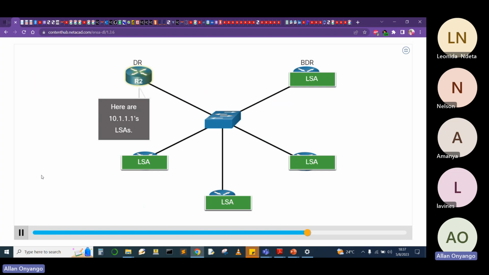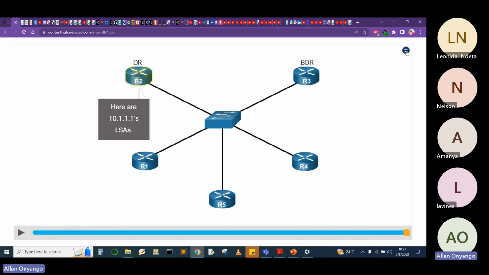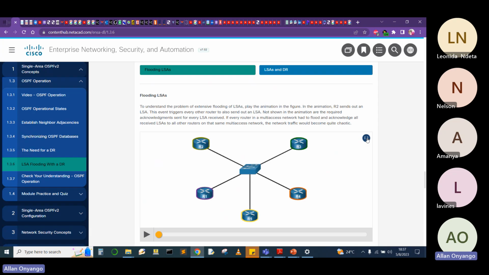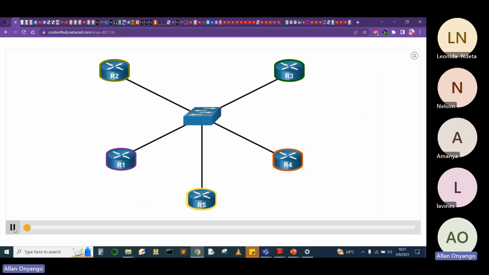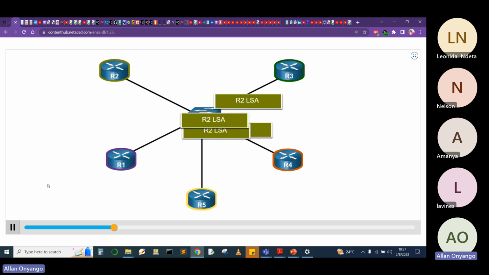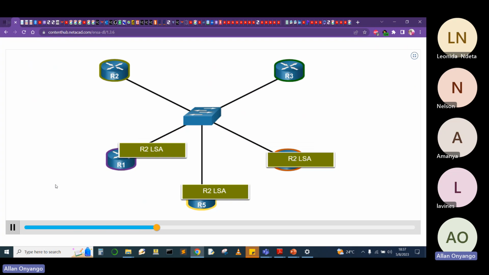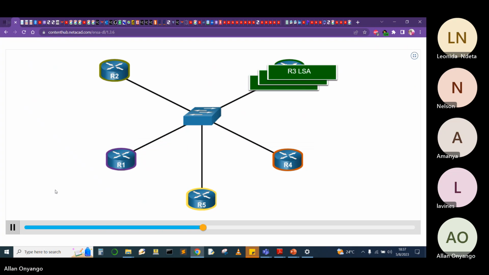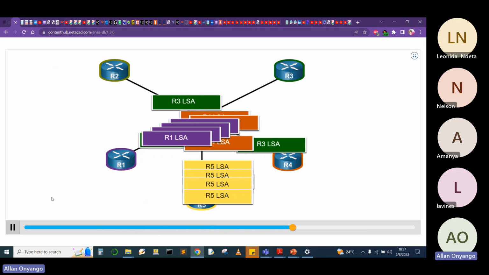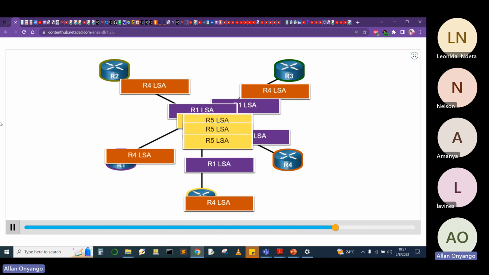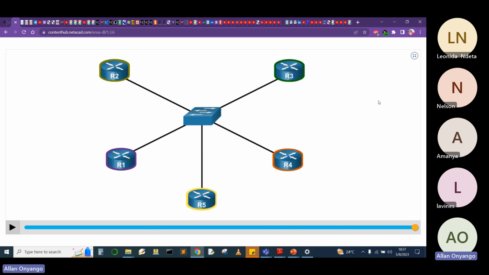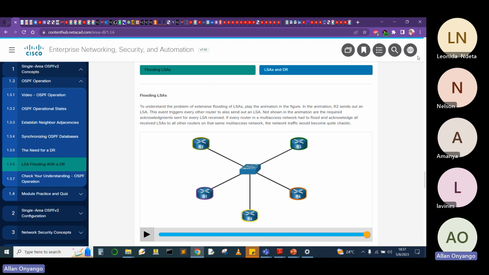That will be much faster than letting everyone talk to everyone in the network. So R2 forwards to everyone. Then R3 talks to everyone, and R1 talks to everyone, R5 talks to everyone, R4 talks. Look at how messy and chaotic this is. It takes up more bandwidth than usual.